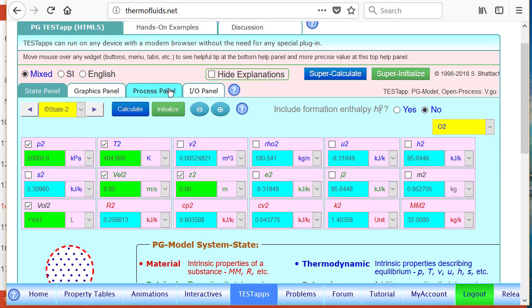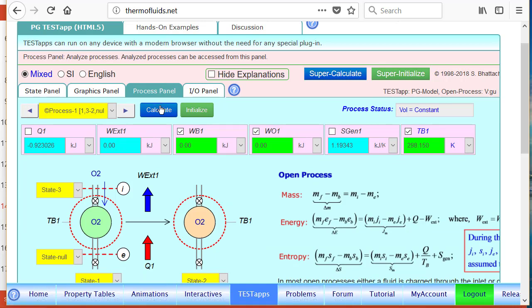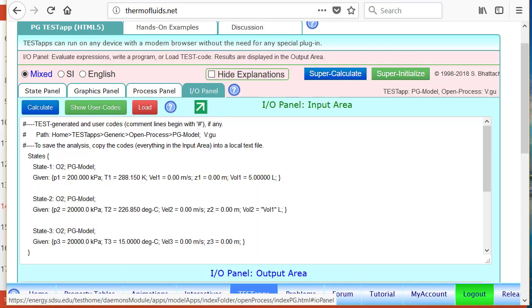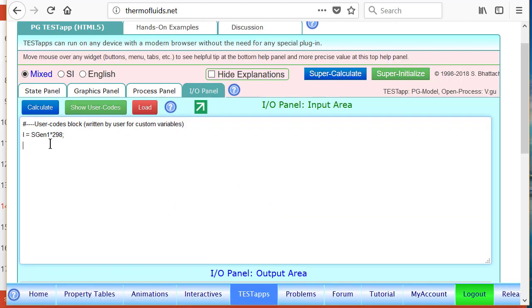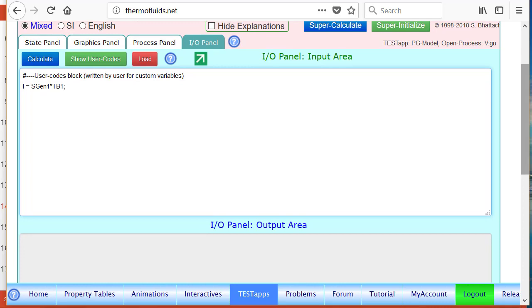If you come now to the process panel, you can do a calculate, but you can see it's pretty close to 0. You can refine it by guessing T2 again and again, but this is how it works. So the entropy generation is now calculated and the boundary temperature is known. The exergy destruction can be done here if I declare a variable I equals Sgen1 times 298, or I could write TB1 for that matter, the boundary temperature at 1. TB1 is the variable name. If I do a calculate, it should calculate the exergy destruction during this process.